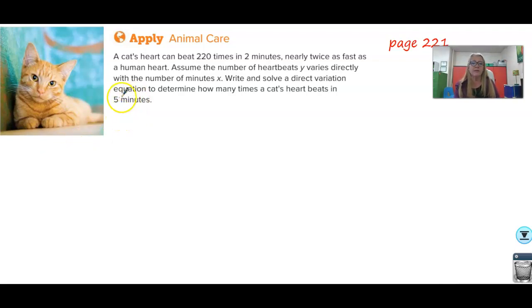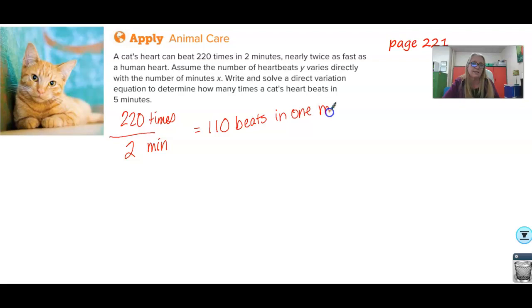Okay, so they've got it a little complicated here because now they want us to use our equation to solve for 5 minutes. So I'll show you how to do that. But we know that a cat's heart beats 220 times in 2 minutes. But remember, we need a unit rate. We need to know how many times it beats in 1 minute. So we divide 220 divided by 2 is 110 beats in 1 minute. That's our slope, our rate of change. Every minute that goes by, we have another 110 beats. So our equation is y equals 110x.